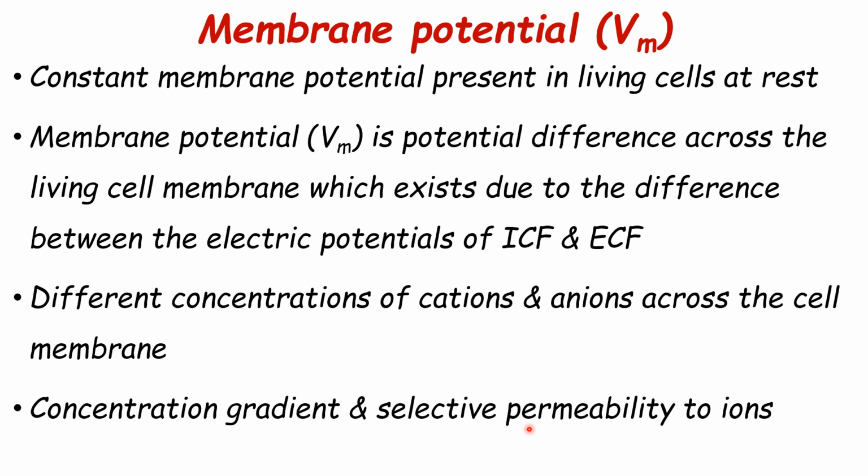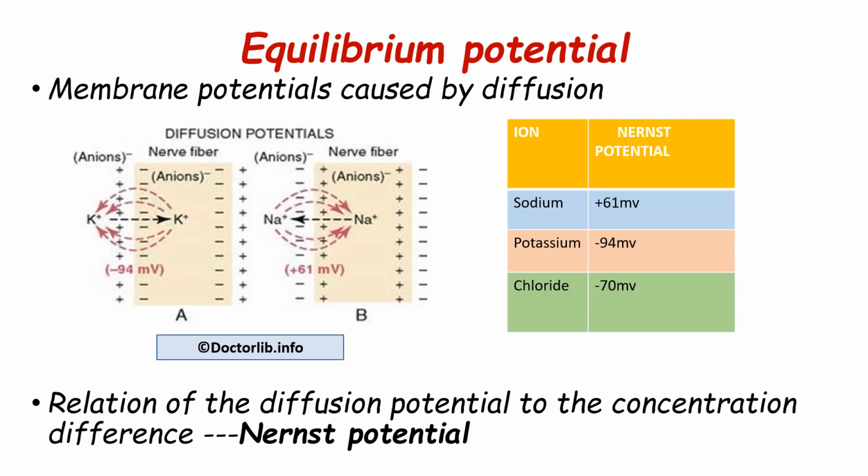Again I'll repeat, the constant membrane potential present in living cells, excitable or non-excitable, is known as the resting membrane potential. Excitable means nerve and muscle; the others are non-excitable cells. So let's now discuss further. Equilibrium potential: we have already discussed the equilibrium potential in detail in your class lecture.